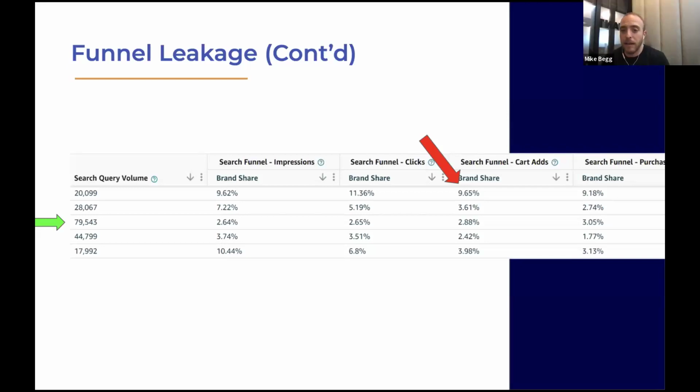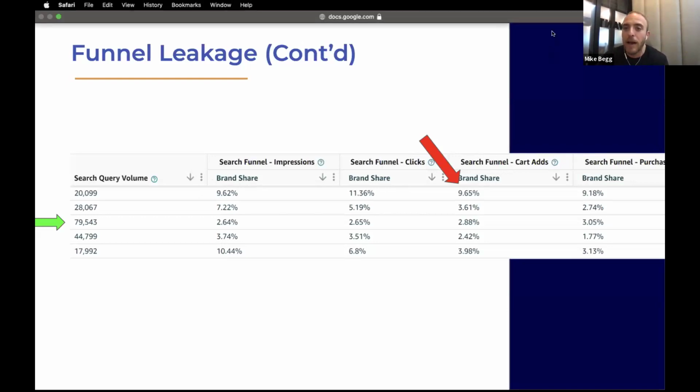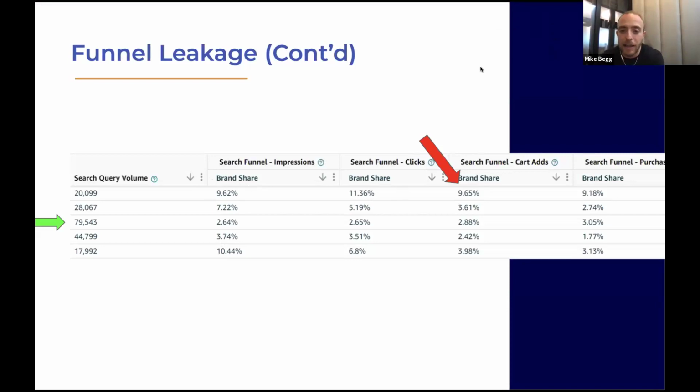Another way to look at this is a bad example. As we see with this first line here with the red arrow, we have search funnel impressions are good. Search funnel clicks are great. They're improving. Search funnel add to carts is where we're dropping off. So that's a good indication that something about this is not converting, and we need to look at why in the funnel. Why is this not converting? And you want to dive in there.